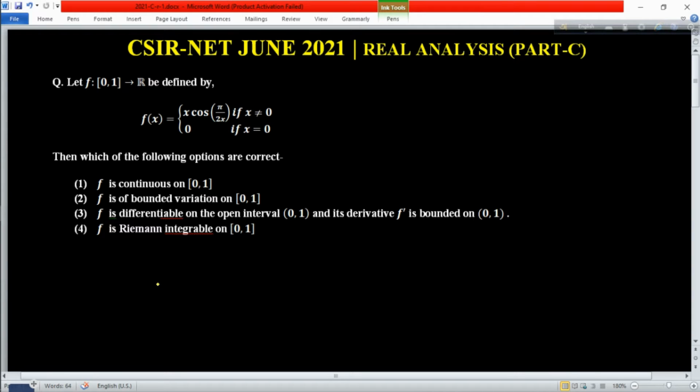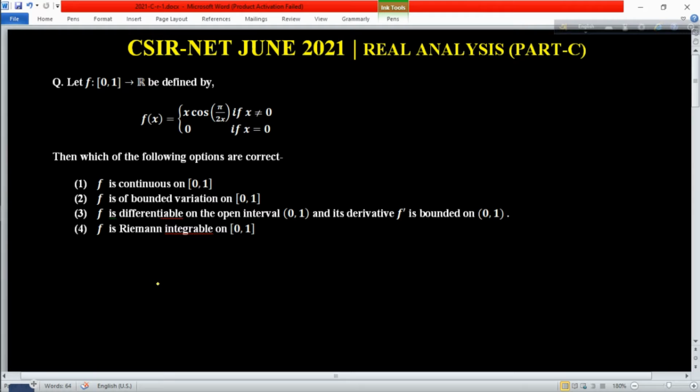Hello everyone. Today I am going to solve a CSIR NET June 2021 question from real analysis part C. The problem says: let a function f from the closed interval [0, 1] to R be defined by f(x) equals x cos(pi by 2x) if x not equals to 0, and 0 if x equals to 0. Then which of the following options are correct?